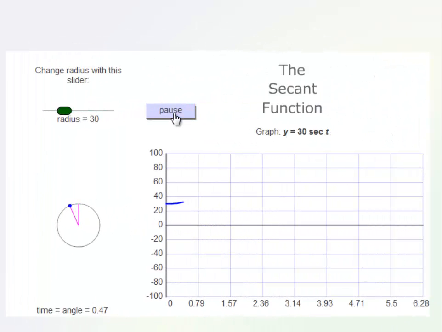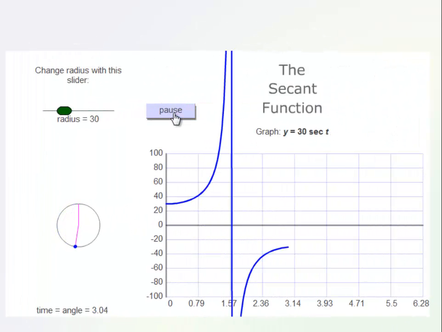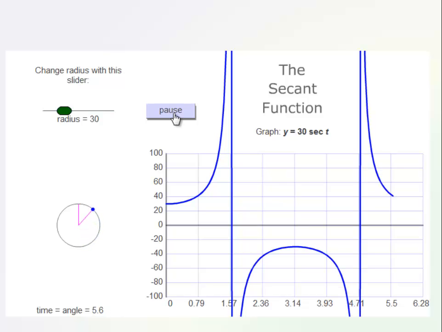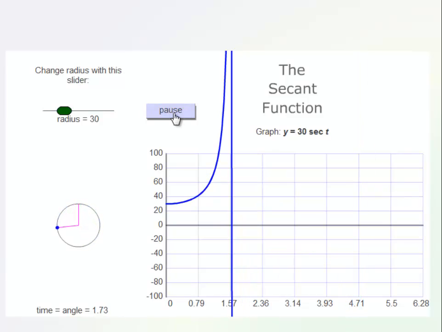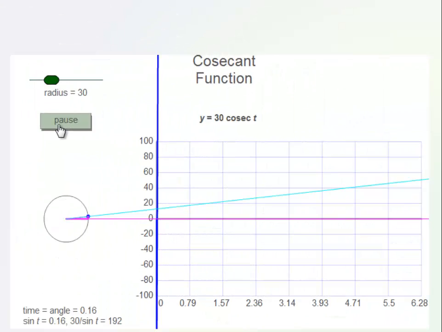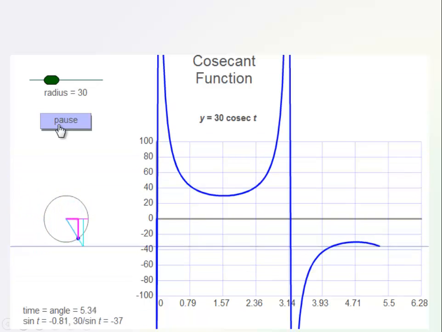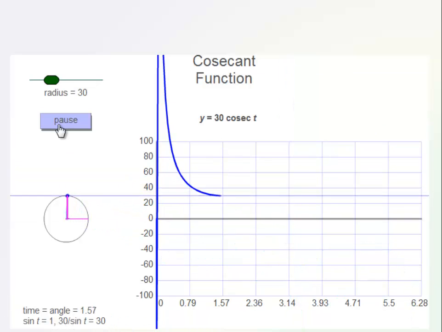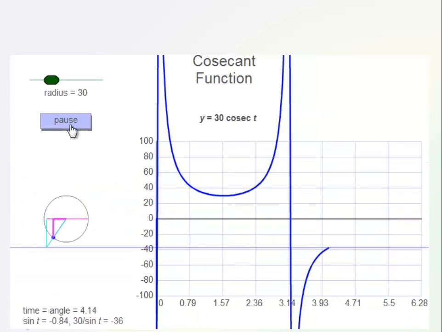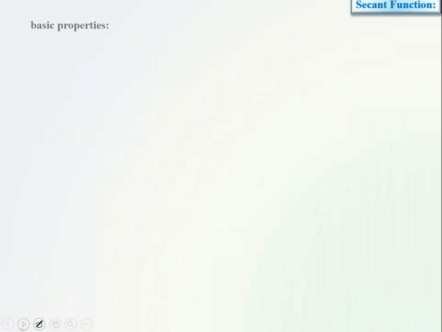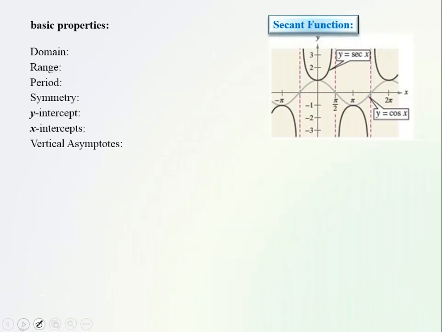And now we will talk about properties of secant and cosecant, but first let's look at the applet to see the shape of these two functions. The graphs of secant and cosecant are done with the factor of 30, so consider 30 as one unit here. As you see, the bottom or the top of the graph is exactly at 30 or negative 30. Okay, we saw the shapes.